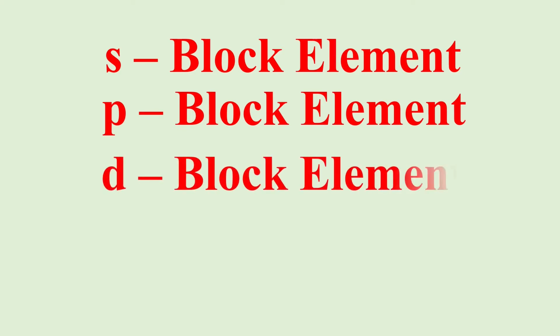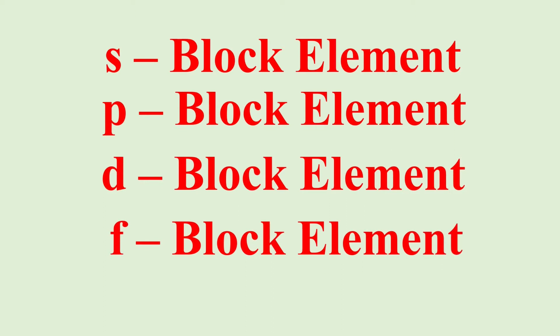Today I am talking about S block element. Periodic table has got 4 different blocks of element. One is S block element, another P block element, another one D block element, and the last one is F block element. There are 4 blocks in periodic table. Where they are exactly in periodic table?